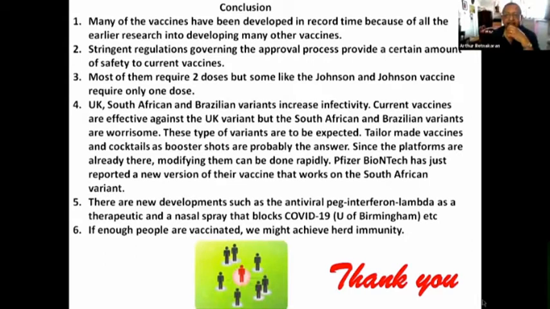Many of the vaccines have been developed very fast because of the earlier research into developing many other vaccines. Stringent regulations in the approval process provide safety. Most of them require two doses, but the Johnson & Johnson vaccine requires 1 dose. UK, South African, and Brazil variants increase infectivity. Current vaccines are effective against the UK variant, but the South African and Brazilian variants are worrisome. These types of variants are to be expected. Tailor-made vaccines and cocktails as booster shots are probably the answer. Since the platforms are already there, modifying them can be done rapidly. Pfizer-BioNTech has just reported a new version of their vaccine that will work on the South African variant.